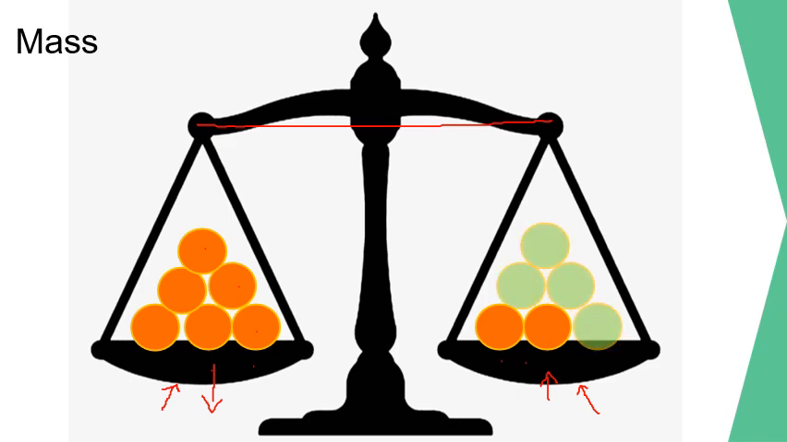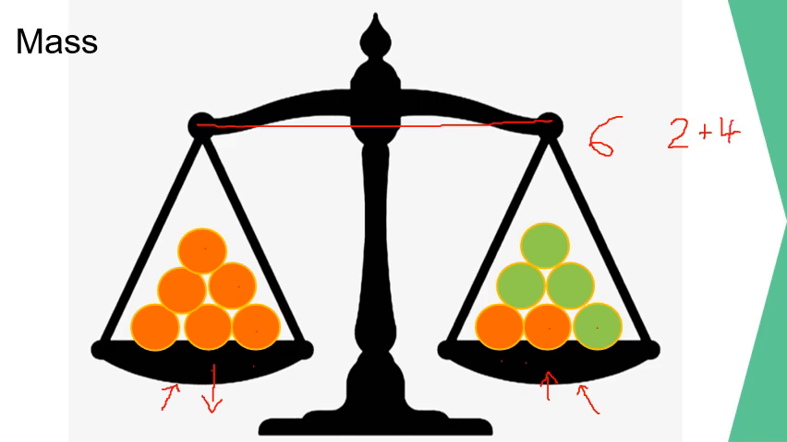So we could add 4 more balls. Now assume these green balls are the same mass as the orange ones. We add 4 more on this side, and we've basically balanced an equation, and I'll show you how. So on this side here, we've got 6. It's on the left-hand side, and on the right-hand side, we had 2. Then we added another 4.